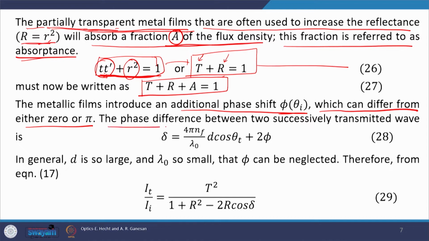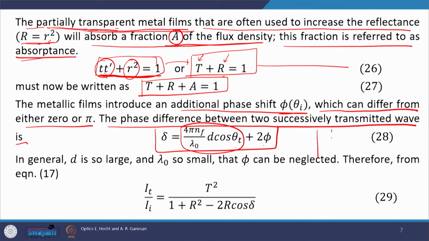The phase difference between two successive transmitted waves, in the case where metal is involved, is equal to delta, which is given by 4 pi n_f over lambda naught times d cos theta_t plus 2 phi. This first part we are familiar with: it is k multiplied by 2 n_f d cos theta_t. n_f is the refractive index of the material between the two edges of the Fabry-Perot interferometer, whose thickness is d, and cos theta_t is related to the angle of transmittance. Phi appears as 2 phi because there are two metal films on the internal interfaces, so the ray passes through the same thickness of metal twice in one round trip.